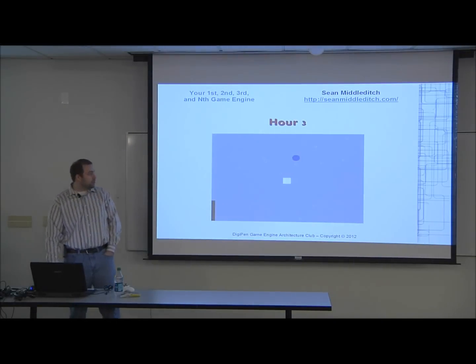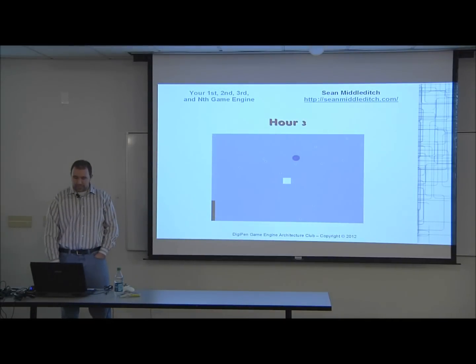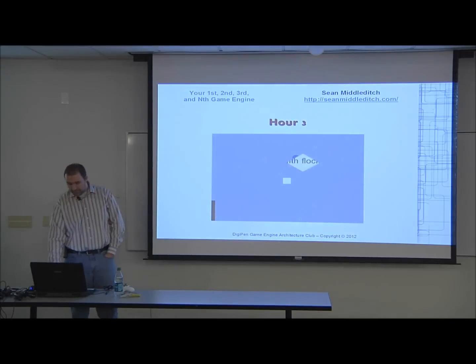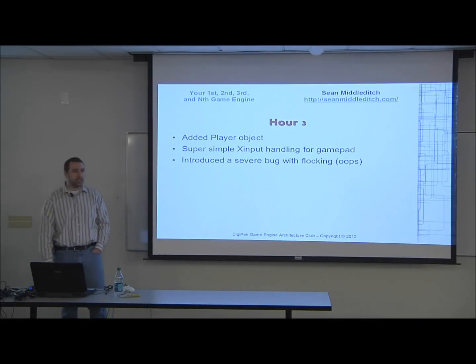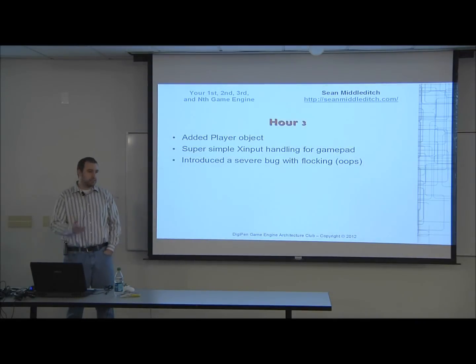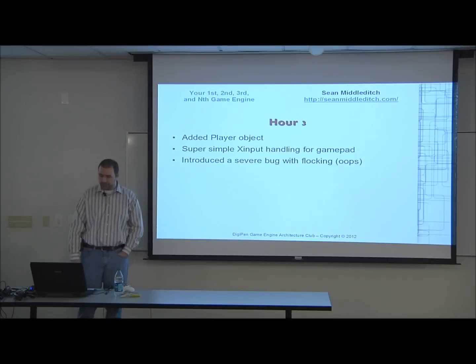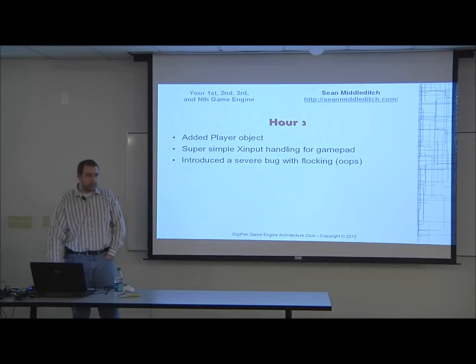All right, so 3 hours in. At this point, all the dots got really small, and there's now this big blue dot. The big blue dot is the player. I got him up and running. 3 hours in, I had Xbox input working. I could move a guy around on the screen. The enemies would kind of sit there and ignore you because I accidentally broke flocking entirely during this hour.